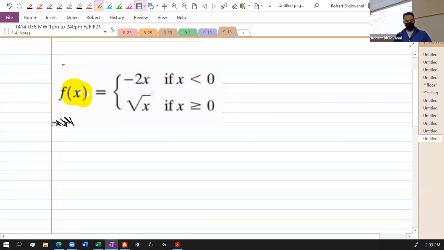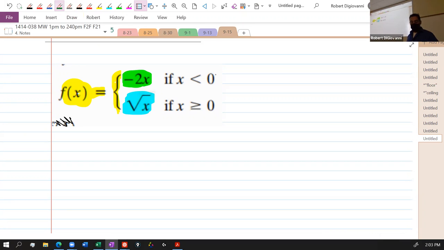This function f of x is equal to, and then I have a brace. You see the brace? The brace is telling you that this function has multiple parts to it. It's actually made up of different functions. The first function it's made up of is the function negative 2x. The second function is the square root of x. So there are two pieces to this function. The piece in green is only when x is less than zero. And the part in blue is only when x is greater than or equal to zero.